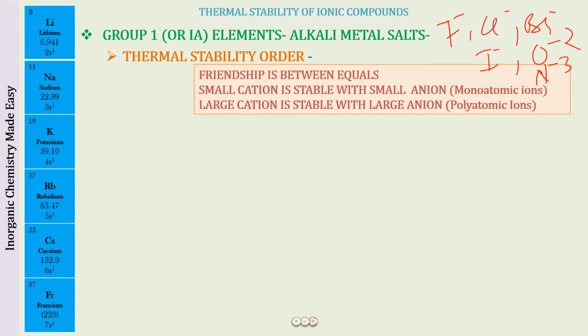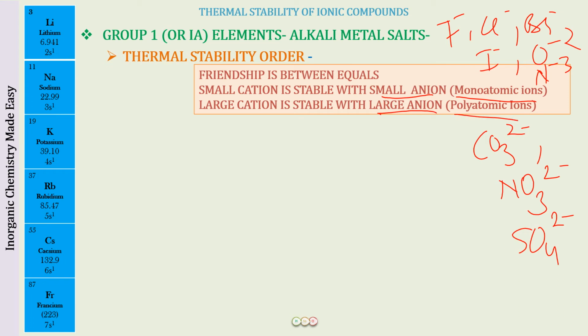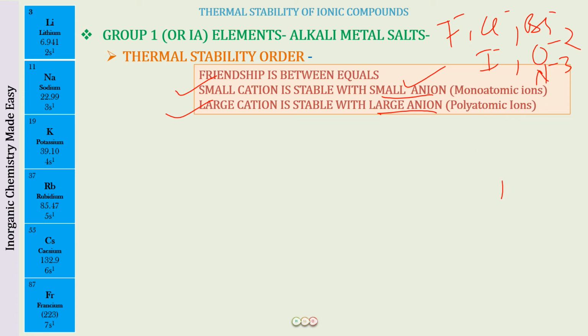And the polyatomic anions, like we have the carbonate ion, the nitrate ion, the nitrite ion, the sulfate ion. So all these polyatomic ions, where the anion is made up of more than one atom, are going to be all large anions. Okay, so small anions are monoatomic anions, and large anions are polyatomic ions. Just remember this, and then the small anion is going to be more stable with small cation, and large cation is going to be more stable with large anion, and your work is going to be done for the thermal stability orders.